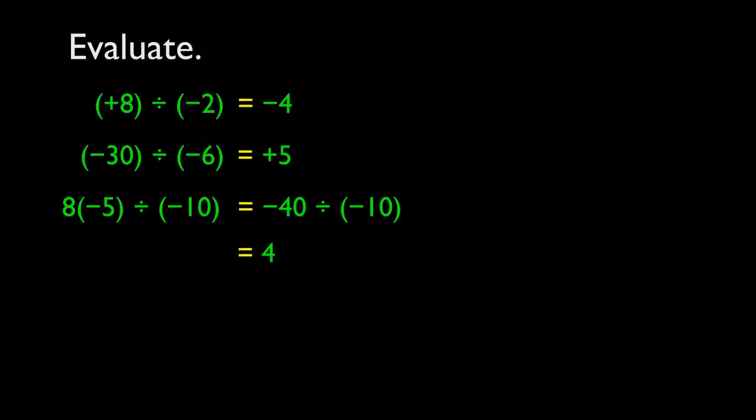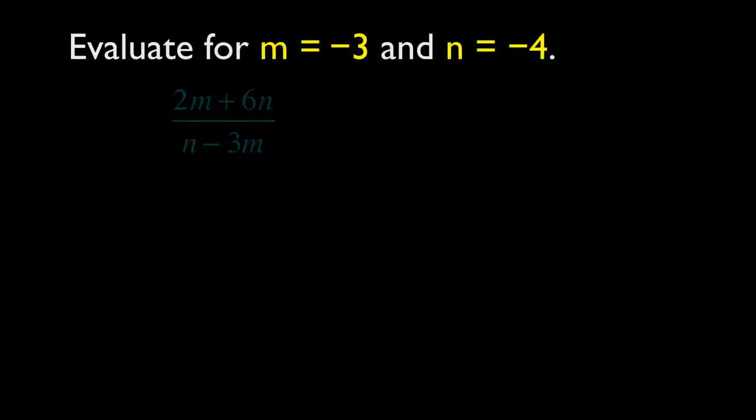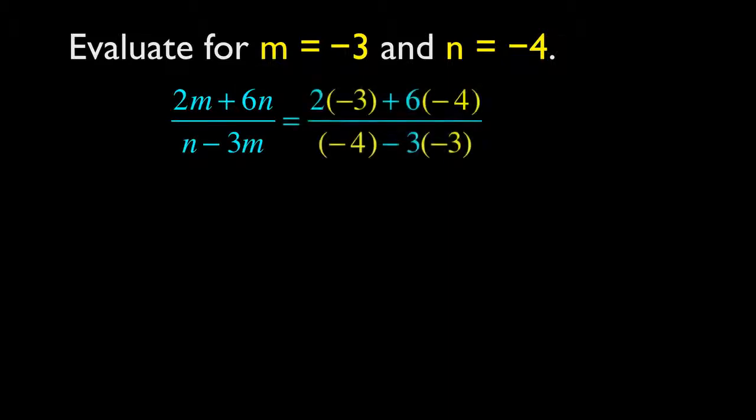So let's try something a little bit more complicated. So we're going to evaluate for m equaling negative 3 and n equaling negative 4. So there's a little bit of algebra in this where we have to perform some substitutions. Well, our first step is to recognize that m is going to be negative 3, n is going to be negative 4. Any place I see m, I'll replace it with a negative 3. Any place I see n, I'll replace it with a negative 4. So my first line looks like this. 2 times negative 3 plus 6 times negative 4 all over negative 4 subtract 3 times negative 3.